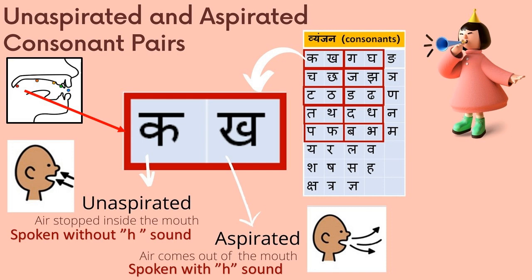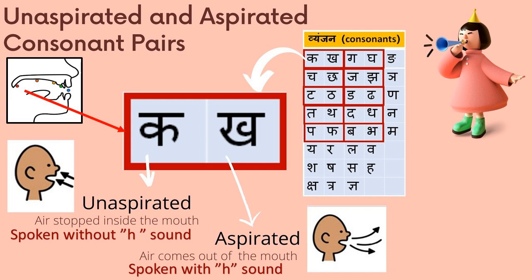First pair is ka and kha. It is shown in the red box. These two Vyanjan are pronounced using the soft palate, the fleshy region at the very back of your mouth, shown here with a red dot. Also, the first Vyanjan in this pair is unaspirated and the second Vyanjan is aspirated.